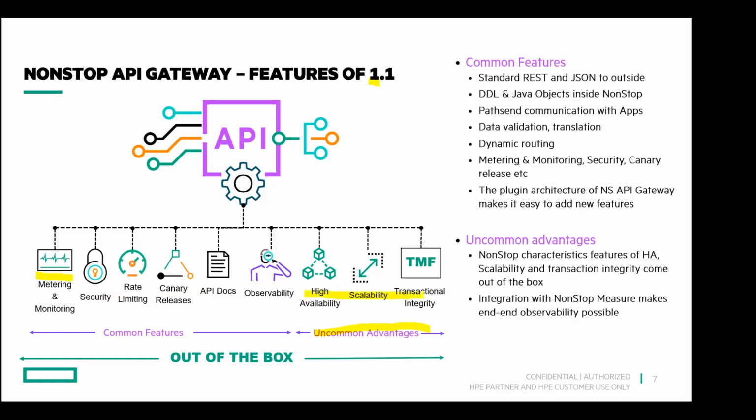And it, of course, provides uncommon advantages. So we give the common features and provide uncommon advantages. So what are the features that we are giving? We support the REST-based protocol now, REST protocol on HTTP and HTTPS with JSON formatted data towards the outside, right? Towards the people on the left-hand side in the previous slide. And then DDL and Java objects are supported on the right-hand side, within NonStop, and paths and mode of communication for IPC between the API Gateway and applications.